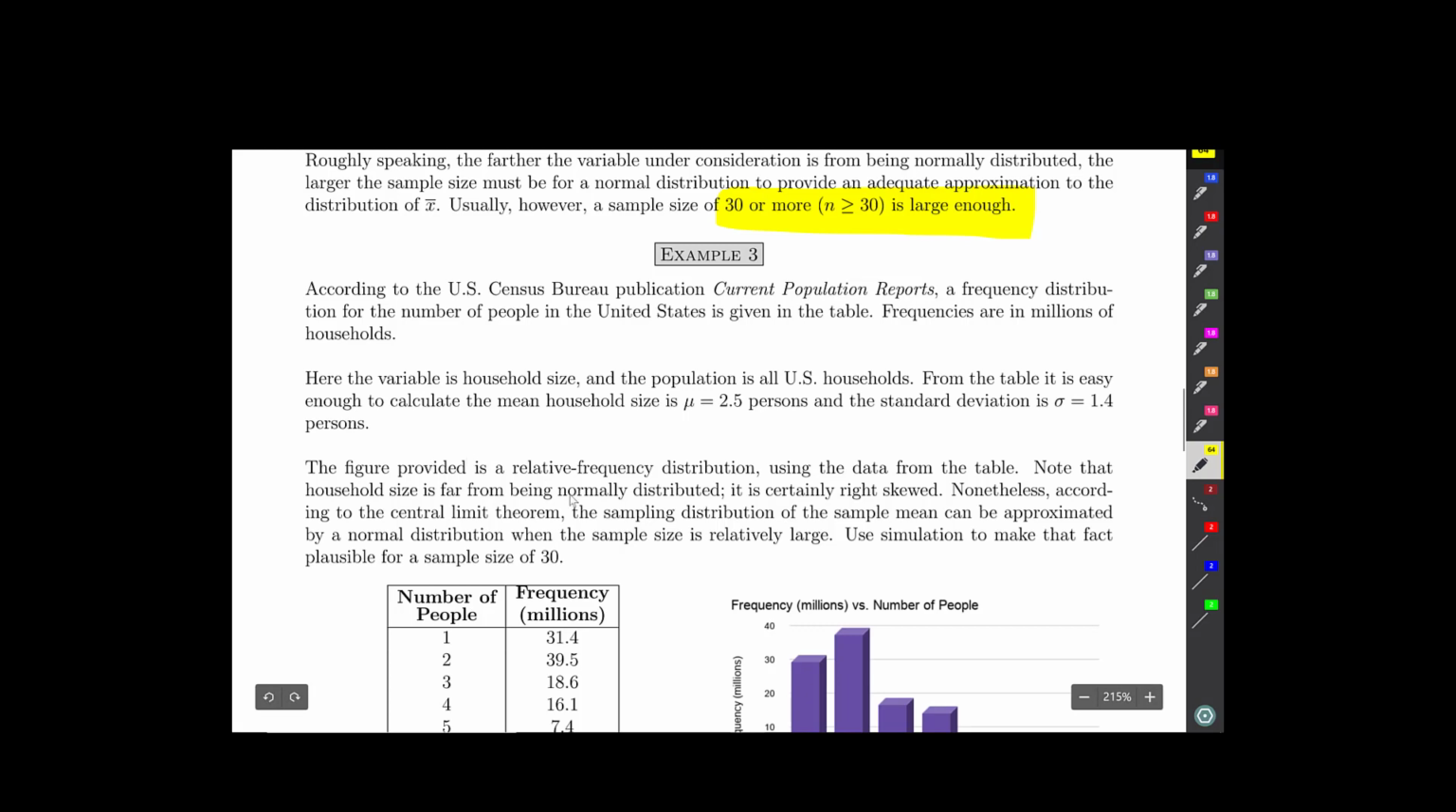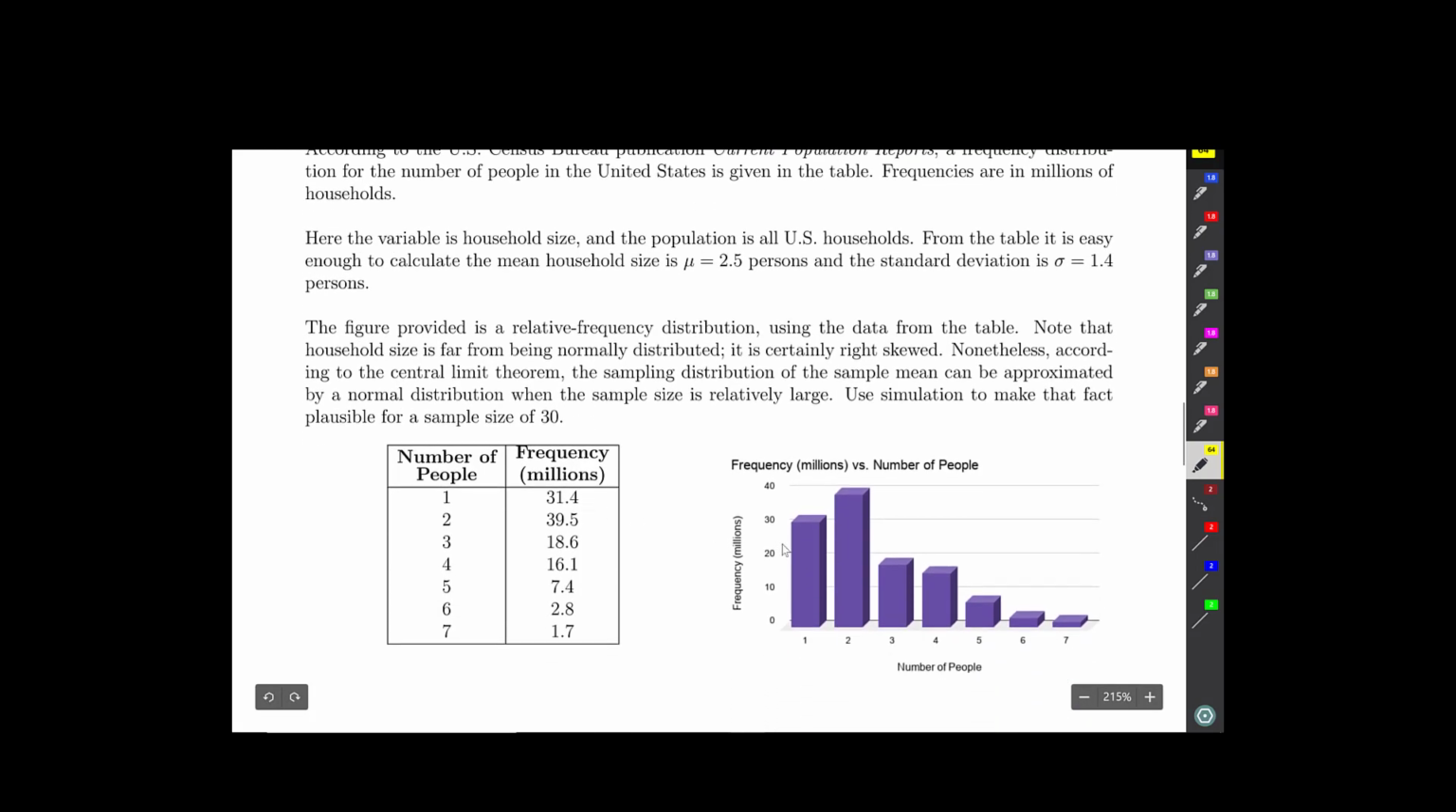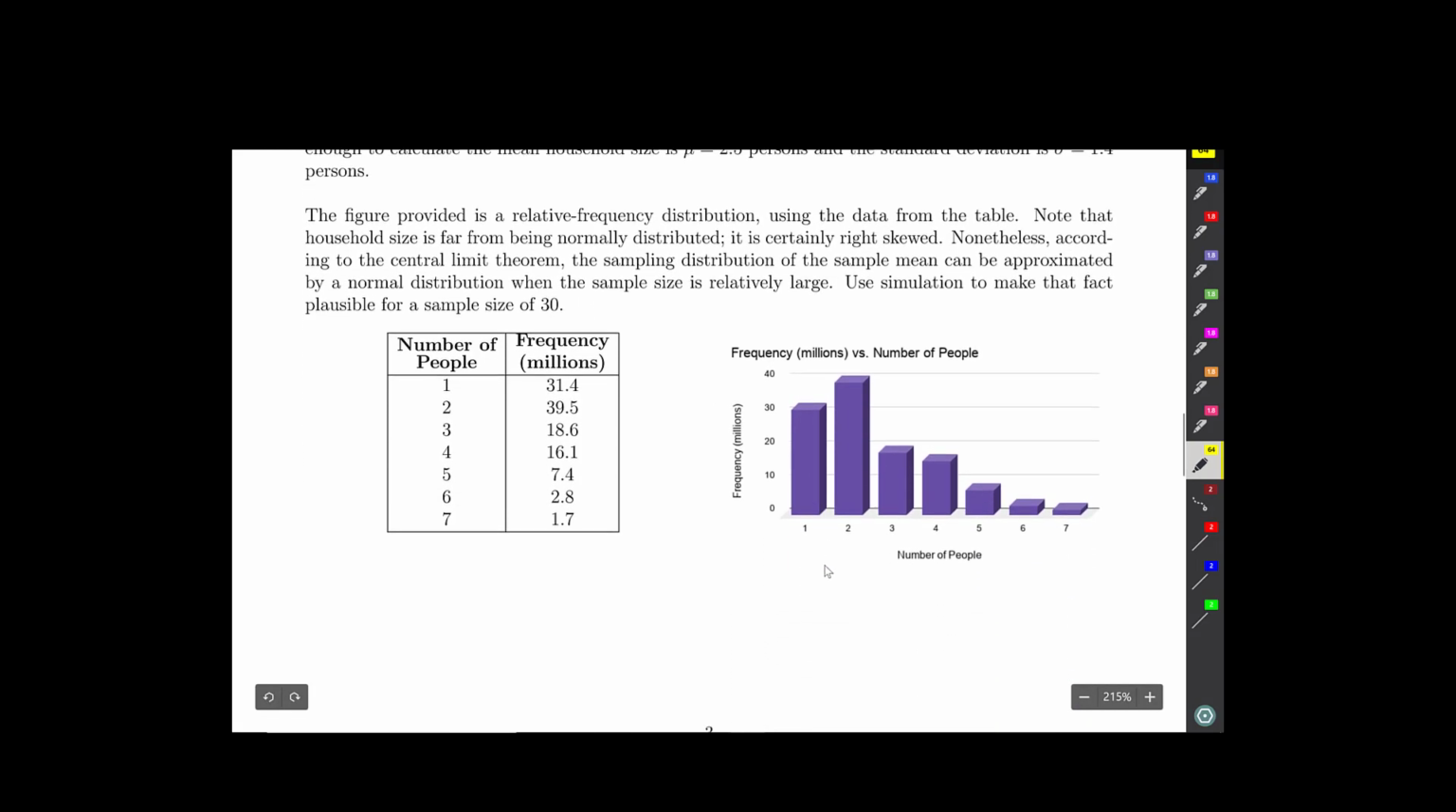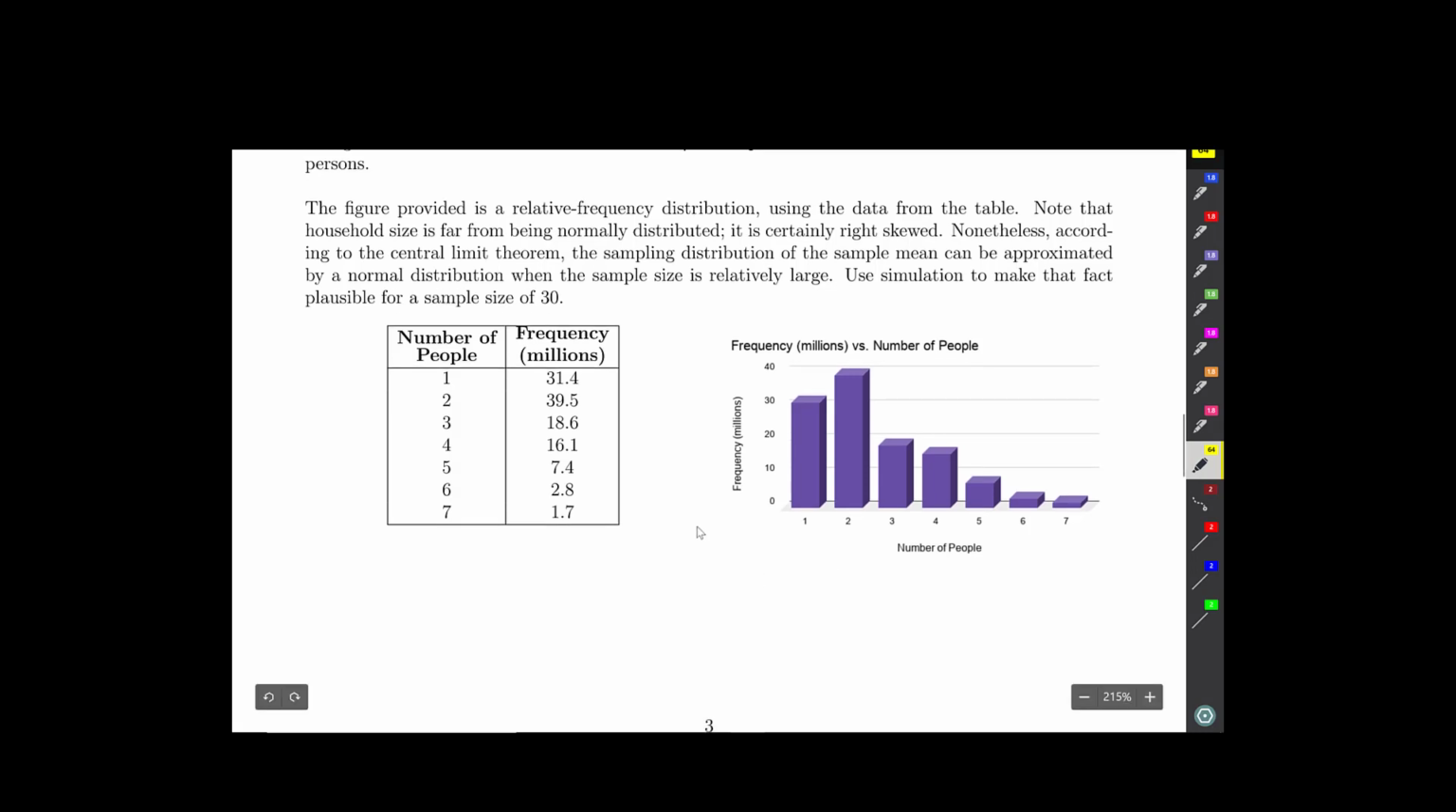The figure provided is a relative frequency distribution. That's what you see here on the right in purple, using that data that's provided in the table. And it says, note that the household size is far from being normally distributed, it is certainly right skewed. Nonetheless, according to the central limit theorem, the sampling distribution of the sample mean can be approximated by a normal distribution when that sample size is relatively large. Use simulation to make that fact plausible for a sample of size 30.